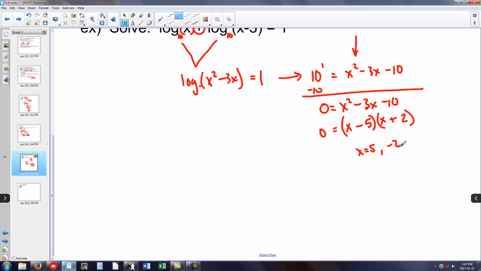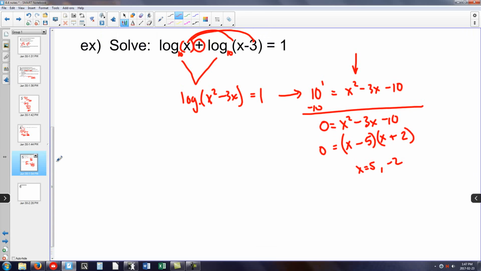Now, I said earlier you need to check your answers because you can't take the log of a negative. If I put 5 in here, log of 5 makes sense. If I put 5 in here, 5 minus 3 is 2. It works. Those are positive. However, if I put a negative 2 in here, I already have a problem. This can't be negative. And putting a negative 2 here also doesn't work because that can't be negative.